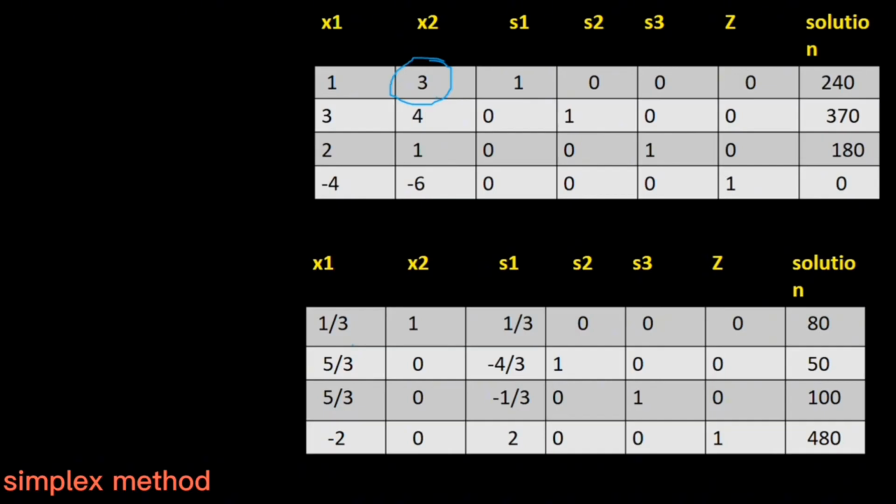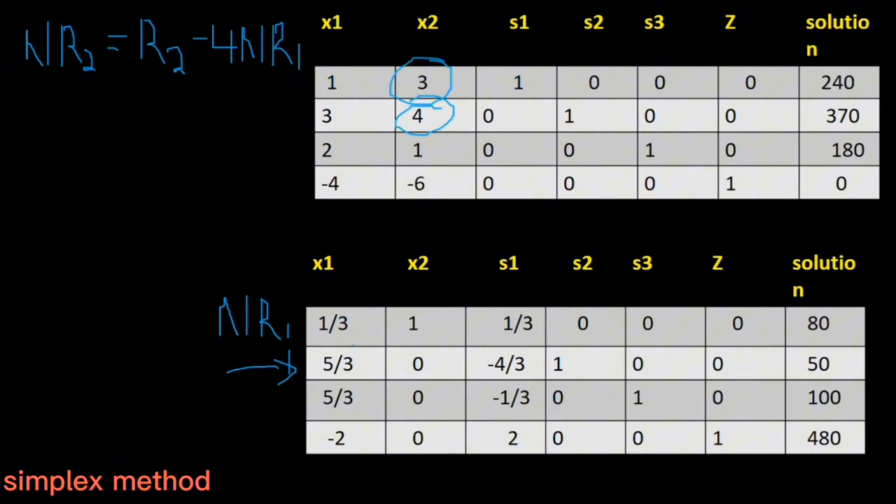To find now the new row 2, our objective is to have a 0 at this point, a 0 here. To have a 0 here, new R2 is equal to R2 minus 4 new R1. What is new R1? This new R1. R2 minus 4 new R1. You ask yourself, why are we using R1? We must use R1 because we chose this as the pivot.